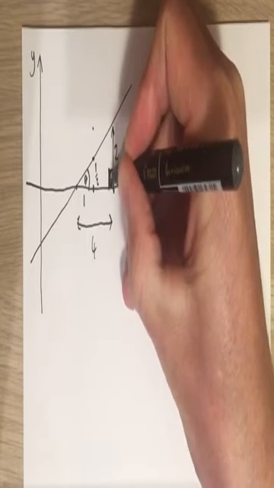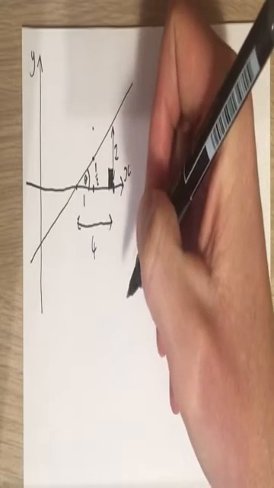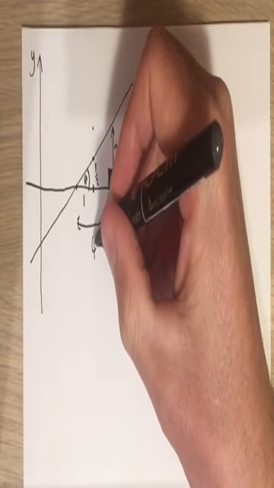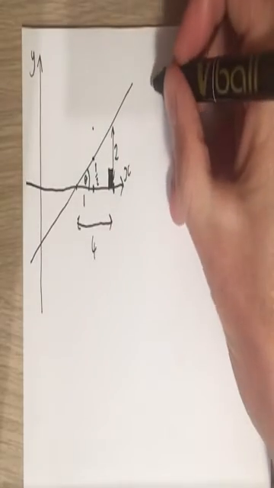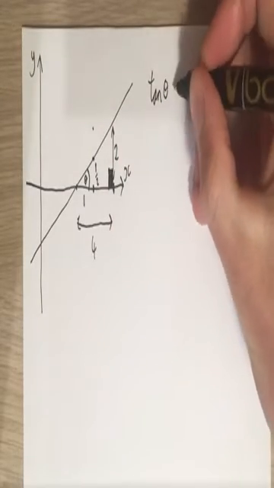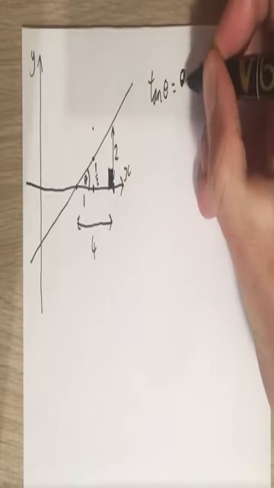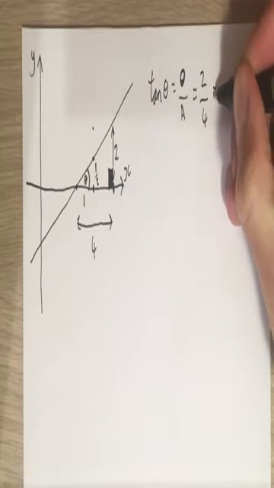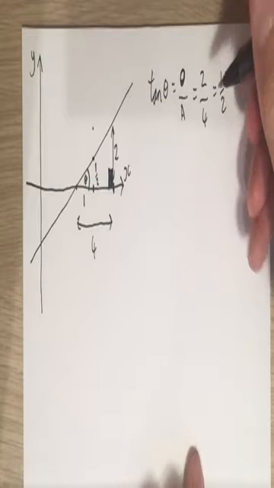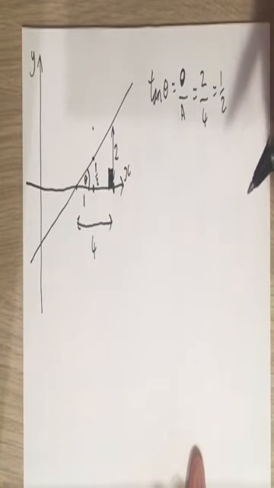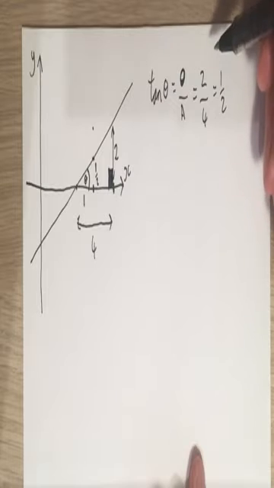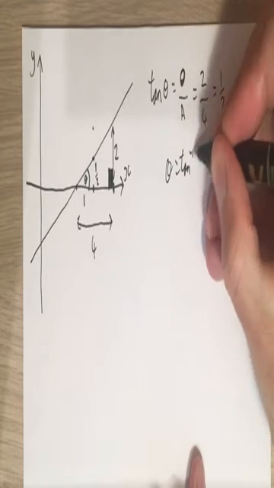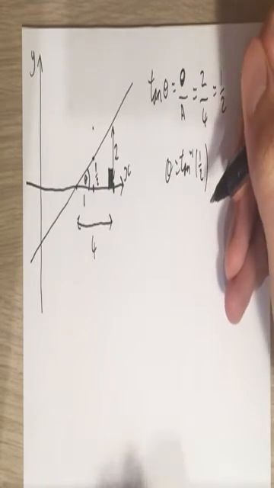So if this is a right angle in the corner, I can use trigonometry. For theta, 2 is the opposite and 4 is the adjacent side. So I could say that tan of theta, which is the opposite over the adjacent, is going to be 2 over 4, which is a half. And I can then work out what theta is by doing inverse tan of a half: theta equals inverse tan of a half.